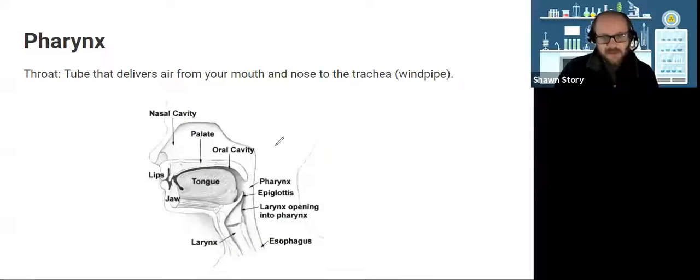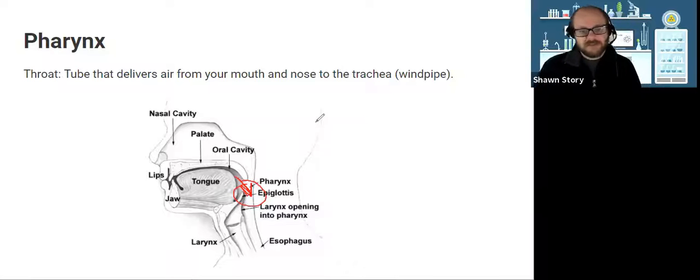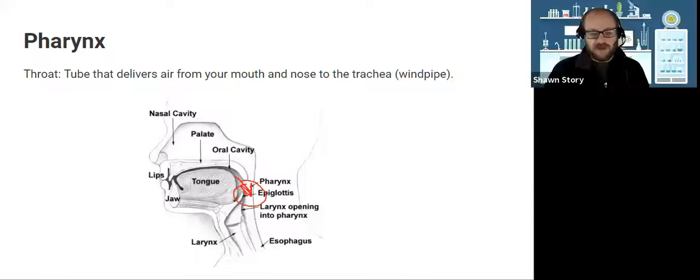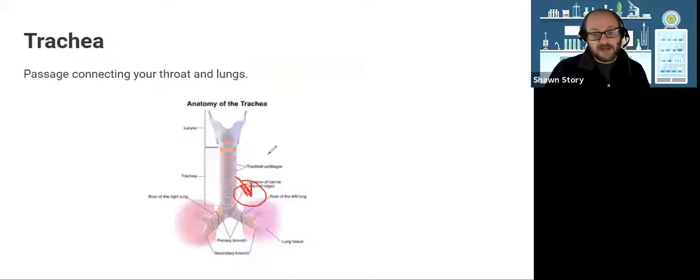Next one is the pharynx. That pharynx is that part on the back that food and water and air are all going through. Who would like to read our pharynx? Throat, tube that delivers air from the mouth and nose to the trachea. Windpipe. Very good, absolutely. All right, so then our next one is that trachea, that windpipe.